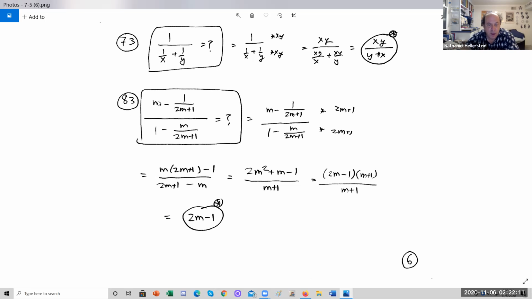Here we have m minus 1 over 2m plus 1, all that over 1 minus m over 2m plus 1. Okay, multiply above and below by the inner denominator, 2m plus 1. M times 2m plus 1 here, minus, this times this is a 1. 1 times 2m plus 1 here, minus, this times this is an m. So you get 2m squared plus m minus 1 over, after some simplifying, m plus 1.